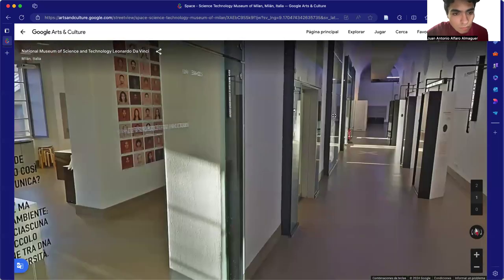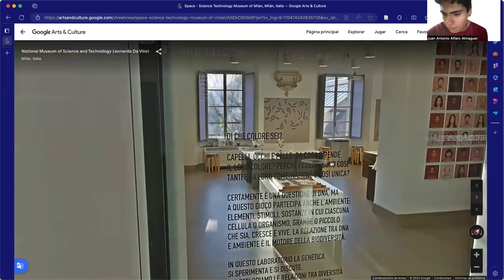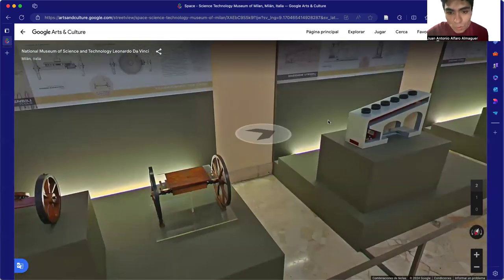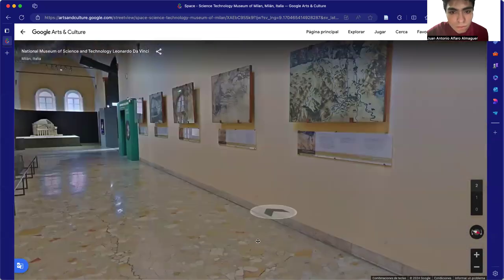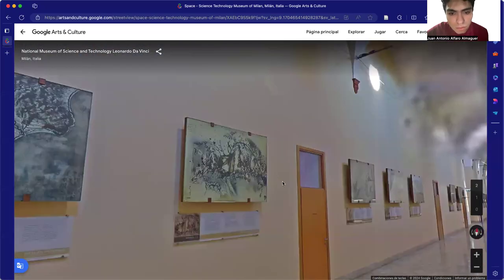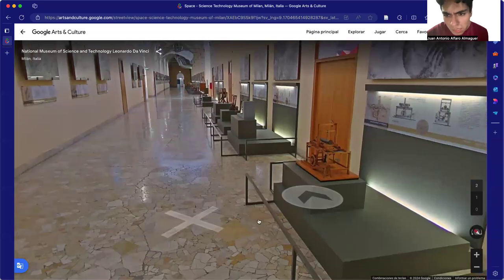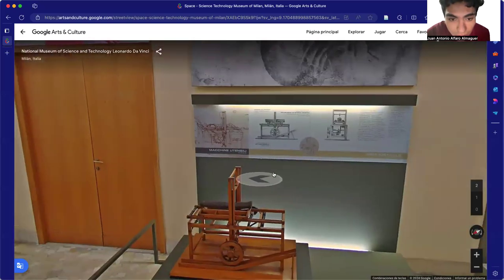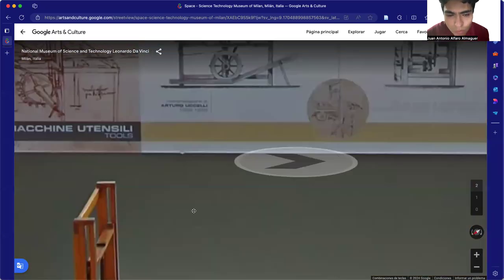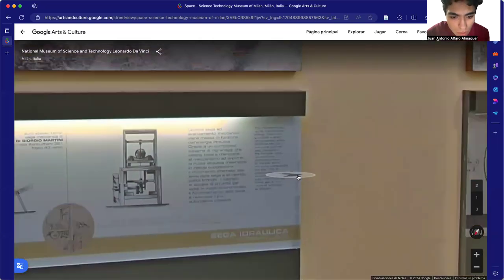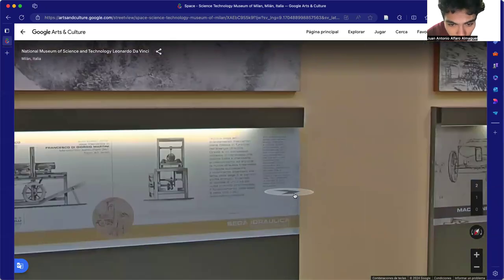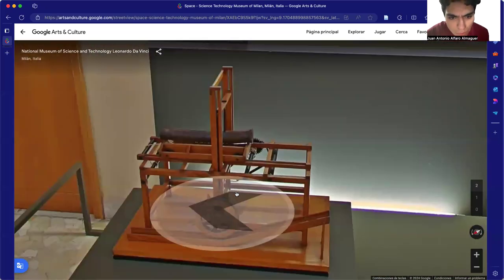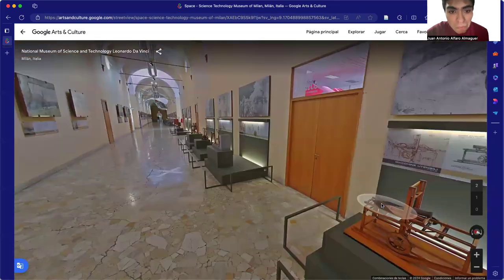What's this? Let's move to the upper level. Okay, what is this? This is more interesting. Machine utensil tools. This is a hydraulic saw, a very primitive hydraulic saw.